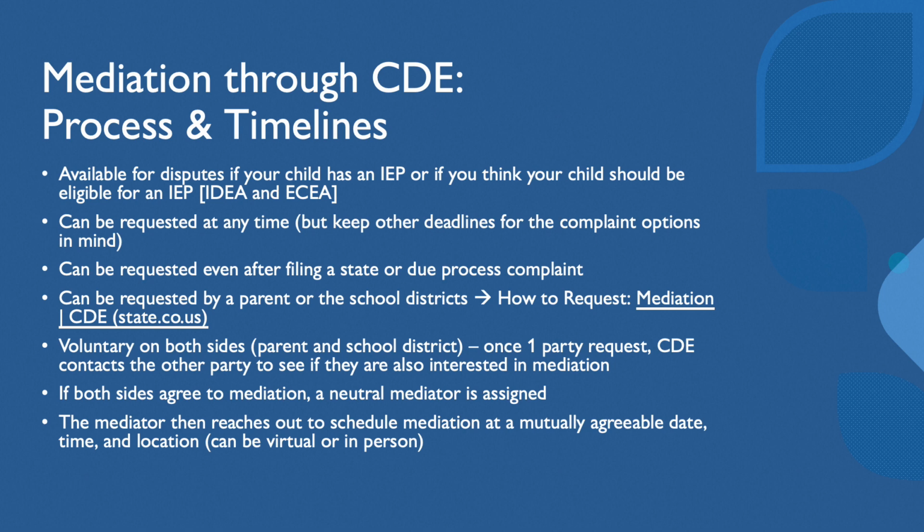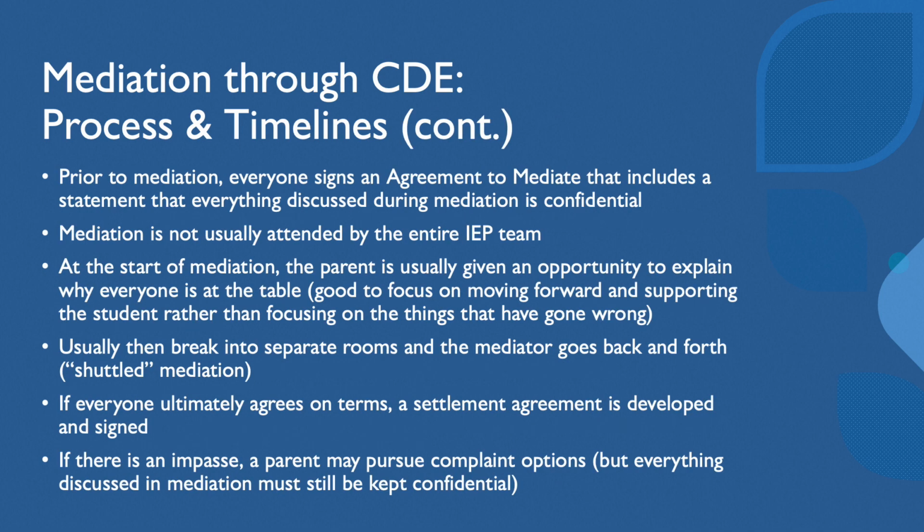Once one party requests mediation, CDE contacts the other party to see if they are also interested in mediation. And if both sides agree, a neutral mediator will be assigned. Then, the mediator will reach out to the parties to schedule mediation at a mutually agreeable date, time, and location. Mediation can be done virtually or in person, and this is something you can discuss with the assigned mediator. Prior to mediation, everyone signs an agreement to mediate that includes a statement that everything discussed during mediation is confidential.